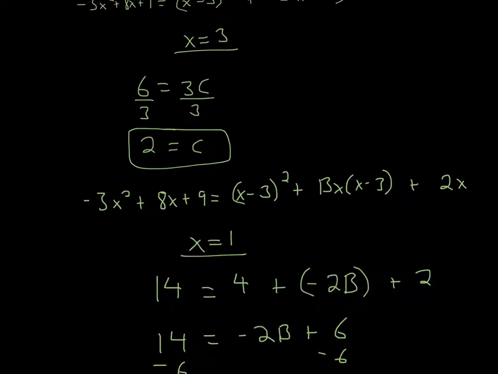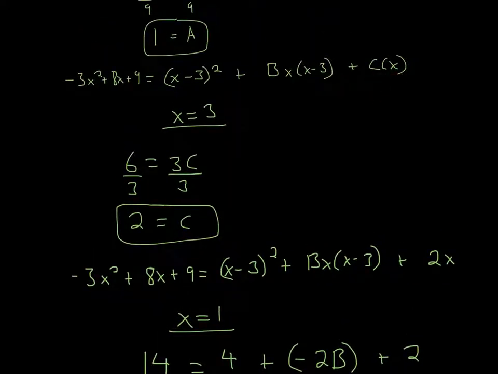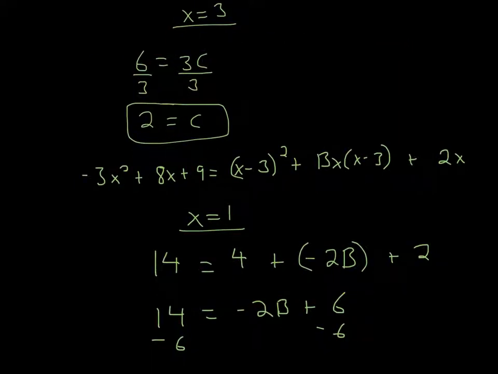Now since we have that, we can plug in 2 for c in this equation. Originally it was cx, and now since we know c is 2, it'll be 2x. The final number we can plug in is x equals 1, because that will help us get b. For example here, 1 minus 3 is negative 2. Negative 2 squared is 4. Over here, b times 1 is just b, and 1 minus 3 is negative 2, so negative 2b. And then 1 times 2 is 2 right here. And then if you plug in 1 for this expression, you get 14.